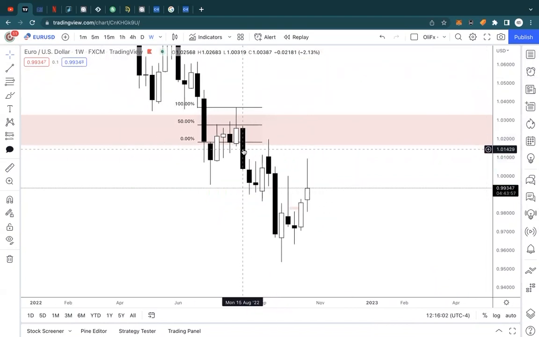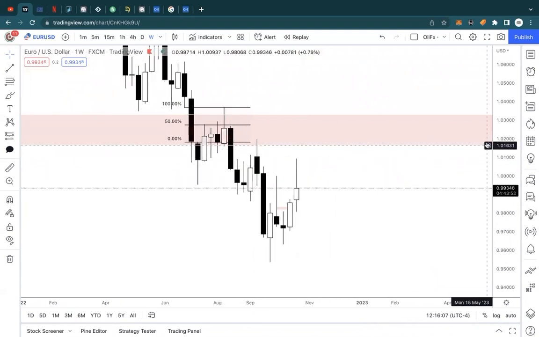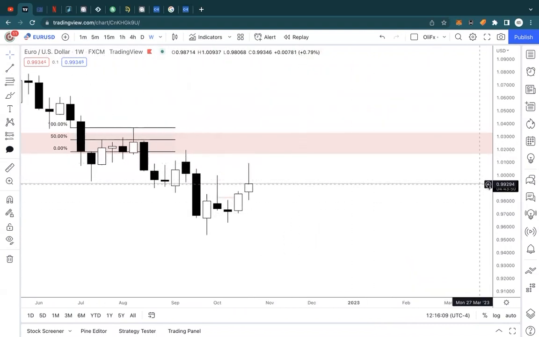This is any time frame as well, guys. This will work on any time frame. There's a good example here, and I'll show you why in a second.